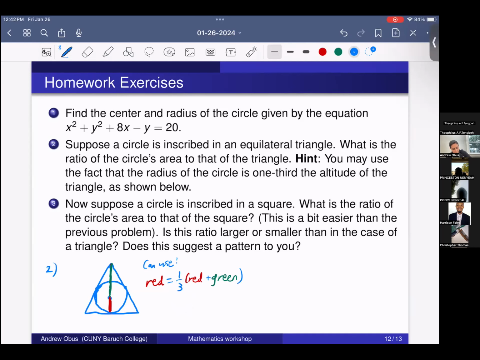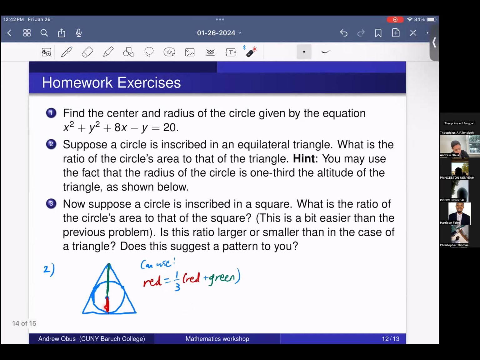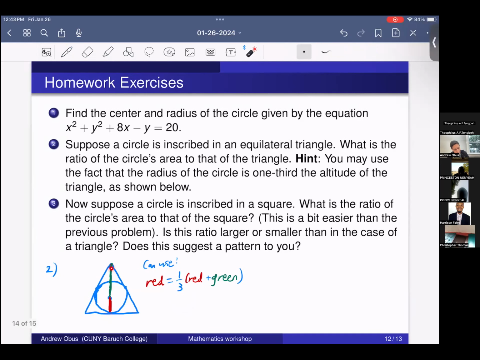So you can use that the center of the circle is going to be 1/3 of the entire altitude. Another way of saying this is that the red line is 1/2 of the green line, because if this was 1, then the whole thing would be 3, so the green would be 2. Then I claim you can calculate the ratio of the circle's area to the area of the triangle.